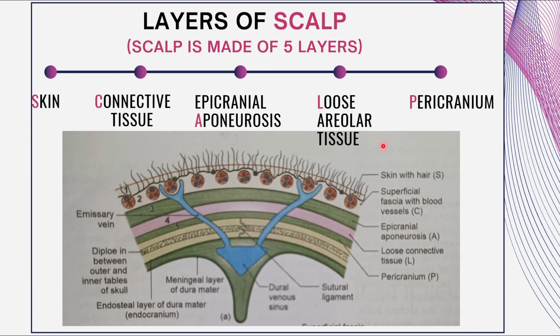This is the diagram. We must draw it in the exam. This is the first layer, skin with hair. And this is the second layer called superficial fascia with blood vessels, also called connective tissue. This is the third layer called epicranial aponeurosis. And this is the fourth layer called loose connective tissue. And this is the fifth layer called pericranium. This is the dural venous sinuses. These are the emissary veins. These emissary veins have an important clinical anatomy.